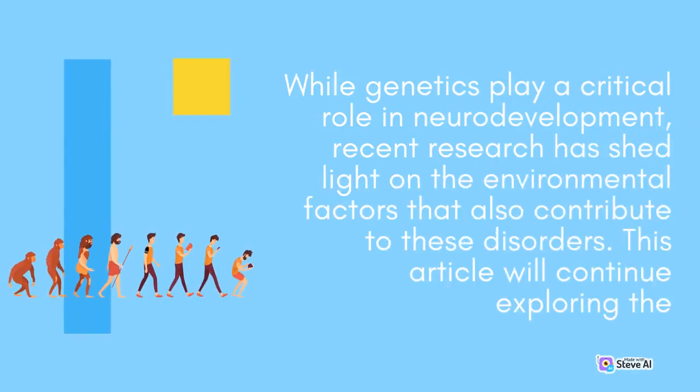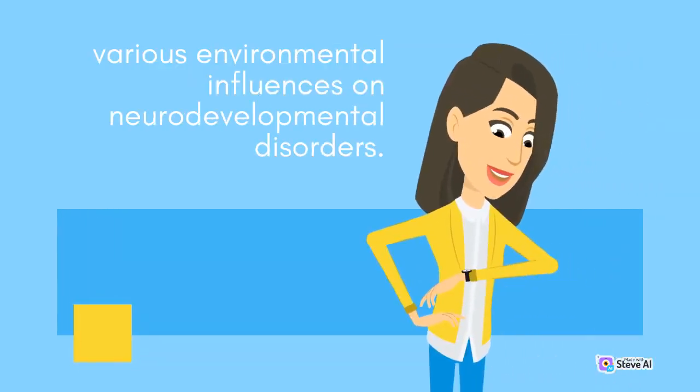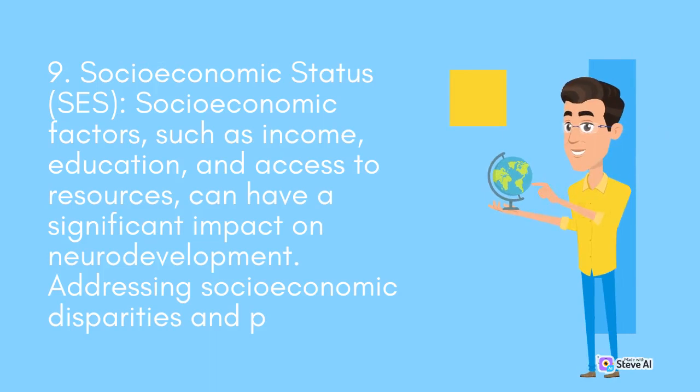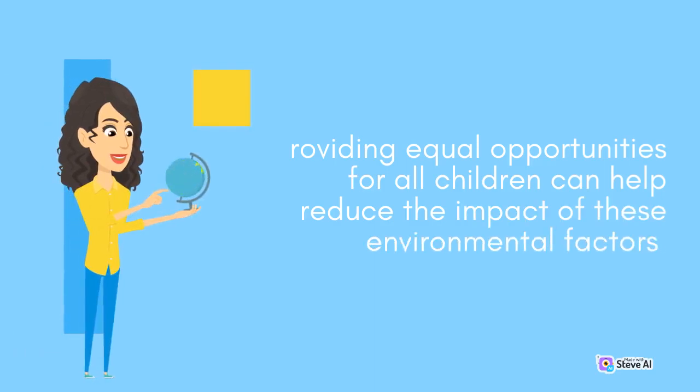While genetics play a critical role in neurodevelopment, recent research has shed light on the environmental factors that also contribute to these disorders. This article will continue exploring the various environmental influences on neurodevelopmental disorders. Socioeconomic factors. 9. Socioeconomic status, SES. Socioeconomic factors, such as income, education, and access to resources, can have a significant impact on neurodevelopment. Addressing socioeconomic disparities and providing equal opportunities for all children can help reduce the impact of these environmental factors.